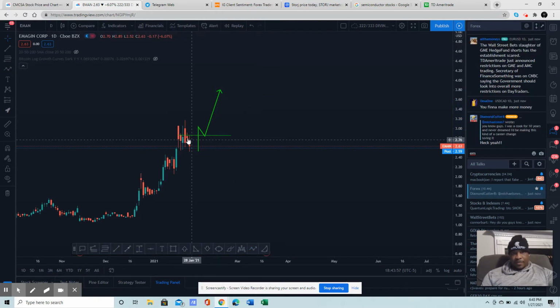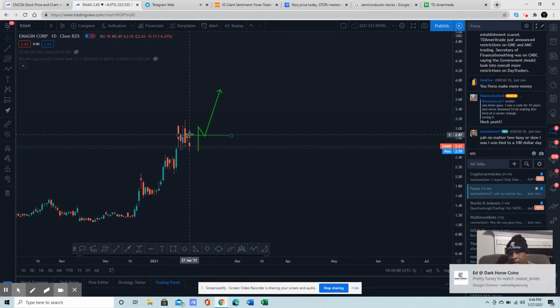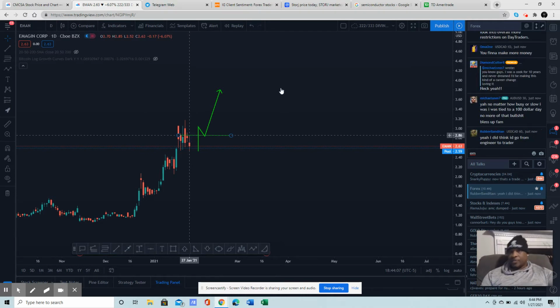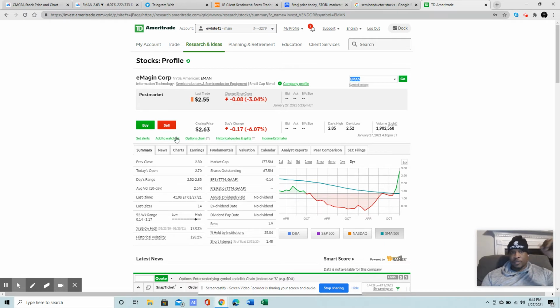If this happens, I look to my right. That is at $2.86. So what I want to do is get an alert when it's at maybe $2.75. The reason I'm doing this is because remember, I'm doing an alert. Here we go. See, it says set alerts. We're going to hit set alert.